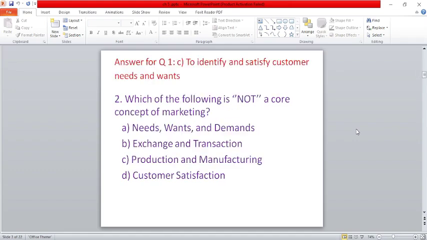Question number 2. Which of the following is not a core concept of marketing? A. Needs, wants, and demands. B. Exchange and transaction. C. Production and manufacturing. D. Customer satisfaction. The answer for question number 2 is C. Production and manufacturing.